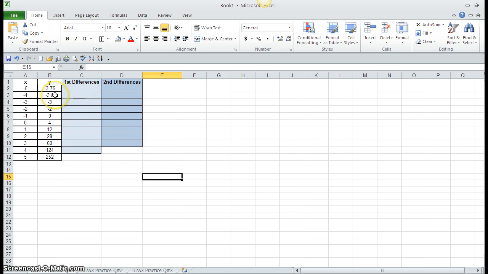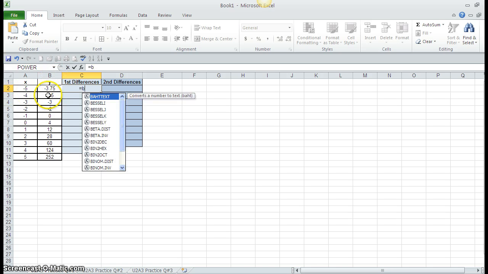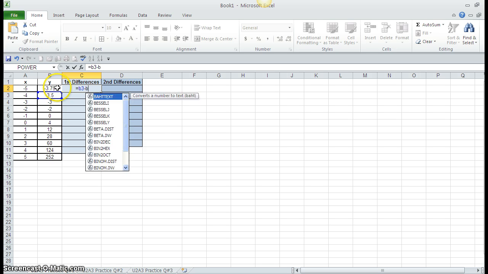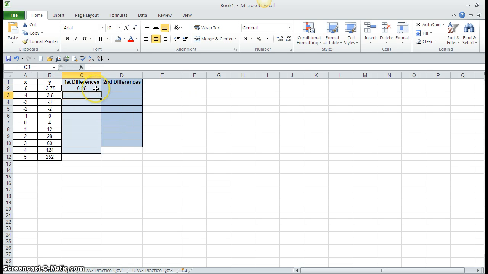We know to do that we must take this y value, negative 3.5, and subtract the first y value. In Excel, what we do is we put in a formula. We always start it with an equals, and we tell the Excel program where to find negative 3.5. It is in cell B3. So we type in B3 minus, and where to find negative 3.75, that is in cell B2. So there's our first difference, subtracting these two y values.